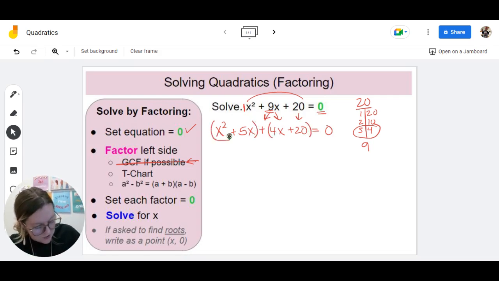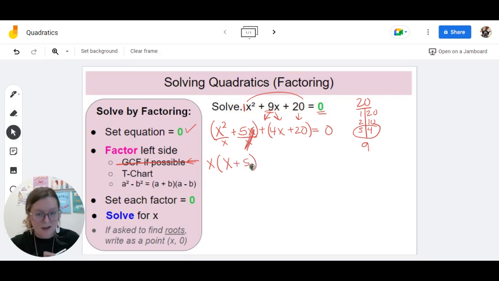All right, it's called grouping, so I group the first 2, I group the second 2. Between x squared and 5x, the only thing they have in common is an x. I'm going to put that on the outside of my parentheses and go through and divide each of these guys by x. X squared divided by x leaves me with x. 5x divided by x leaves me with a 5 because the x's cancel. And I do the same thing for the next parenthesis.